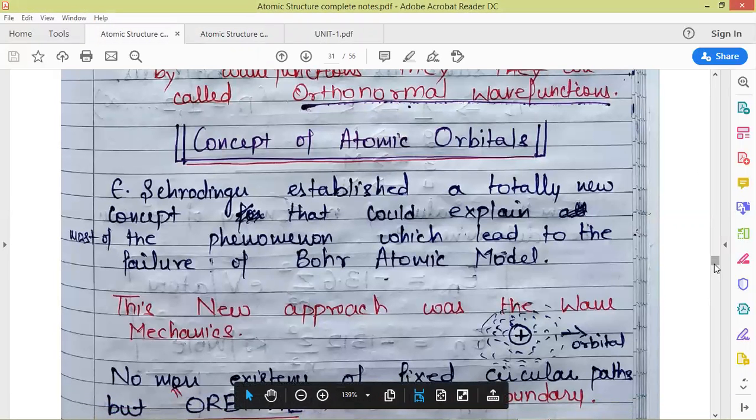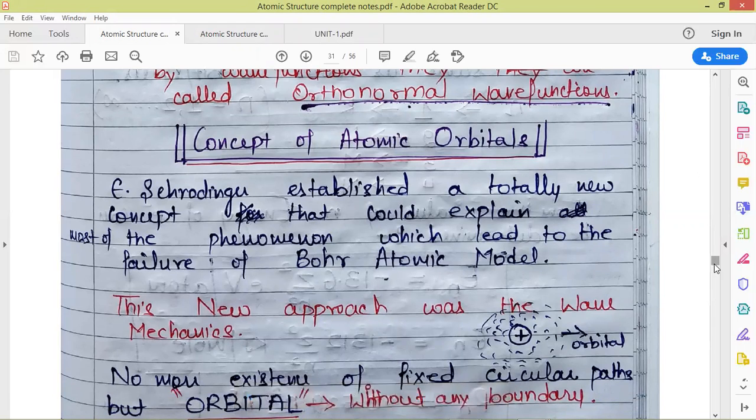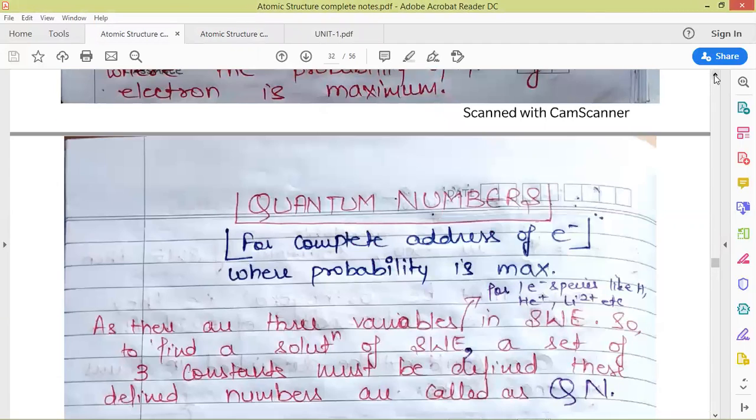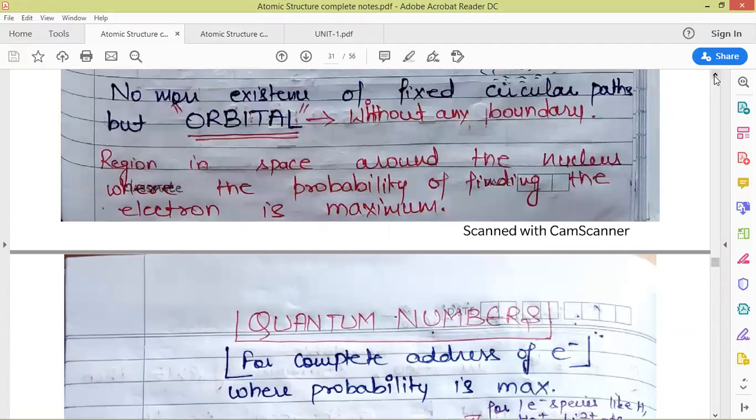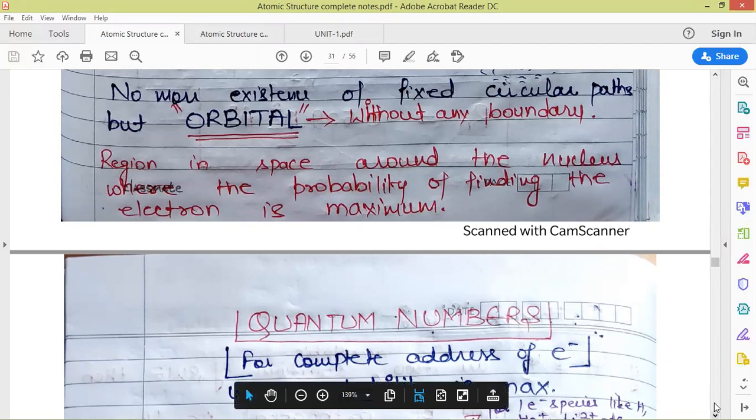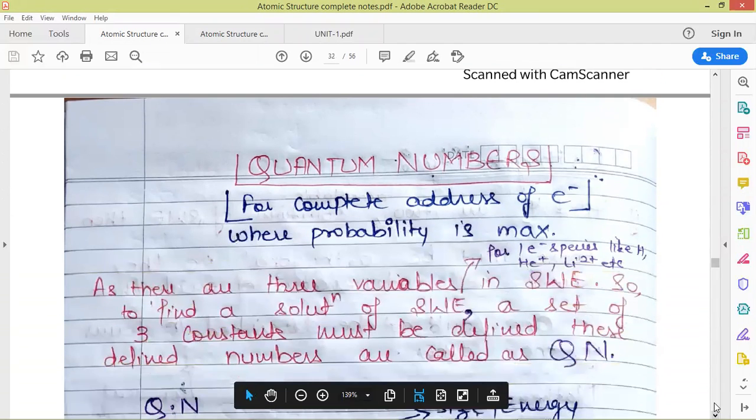So we were discussing the Schrodinger wave equation, which gave us the concept of atomic orbital. According to him, the atomic orbital is a three-dimensional region in space around the nucleus where the probability of finding the electron is maximum. So the next topic we are starting with is the quantum numbers.